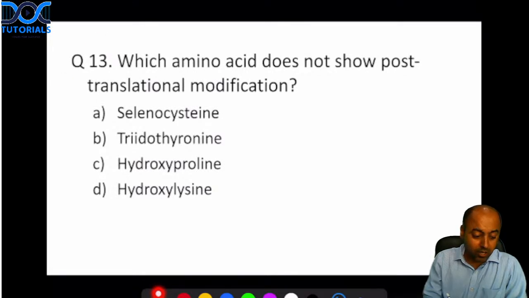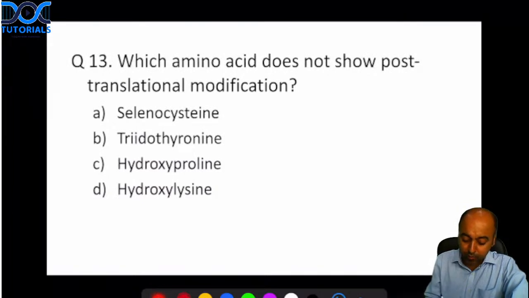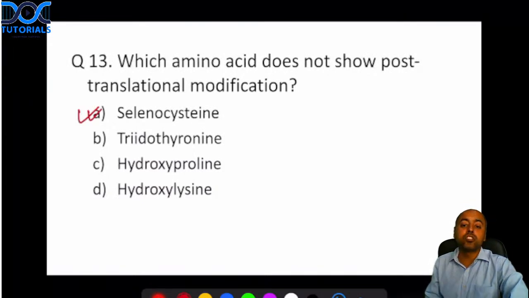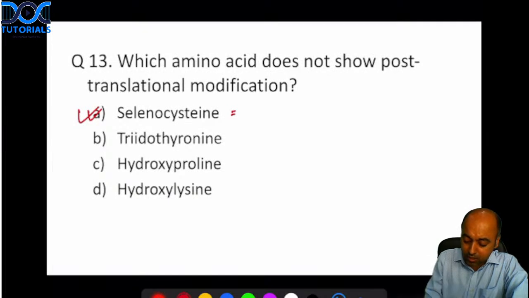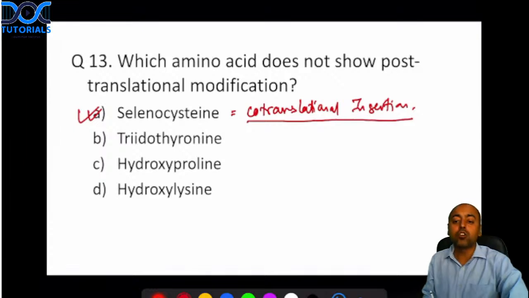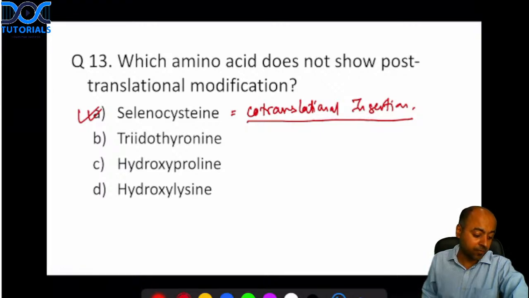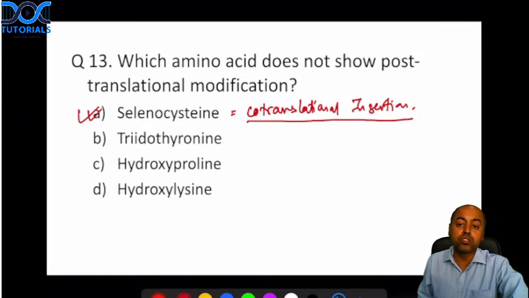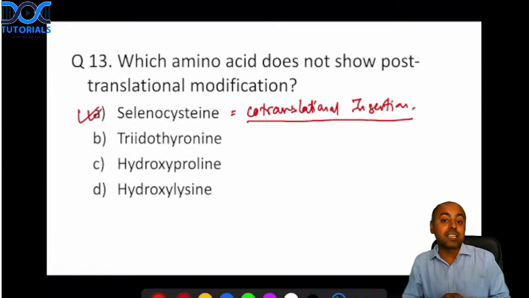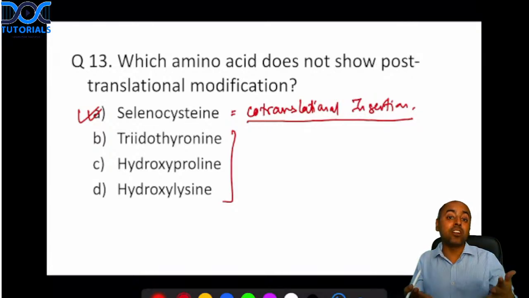Okay, which amino acid does not show post-translational modification? So there is a follow-up question from there, and the answer is selenocysteine. Why? Because selenocysteine is inserted during the translation. There is co-translational insertion. When you talk about selenocysteine, the term you have to remember is the co-translational insertion. It is not a result of the post-translational modification. All others are the result of modification later on.